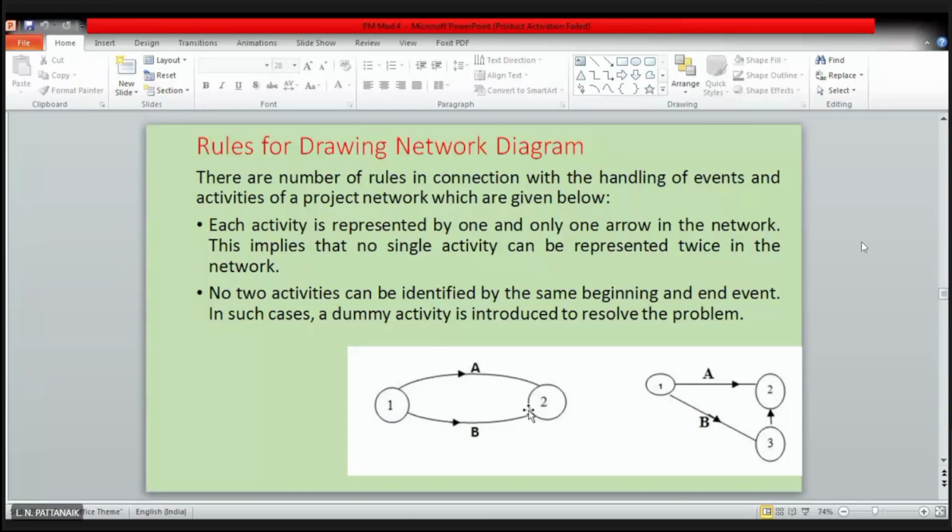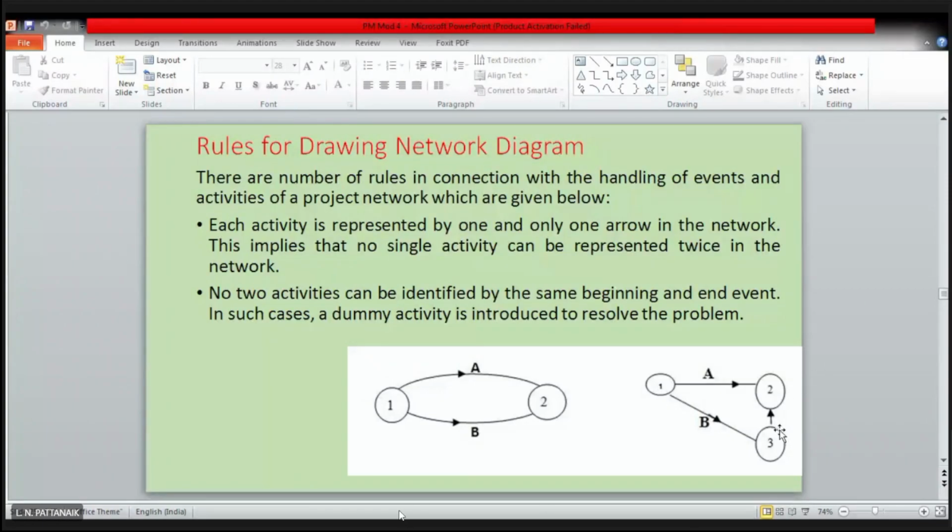Having the same starting and end events or nodes, right? These circles. If this is the case, practically it may happen. If this is the case, you have to deal with that like this. What is that? You have to introduce a dummy activity, right? So as you can see in the right hand side figure, suppose activity A and B have the same starting and end point. In order to avoid this kind of violation of the rule, you have to introduce one dummy activity.